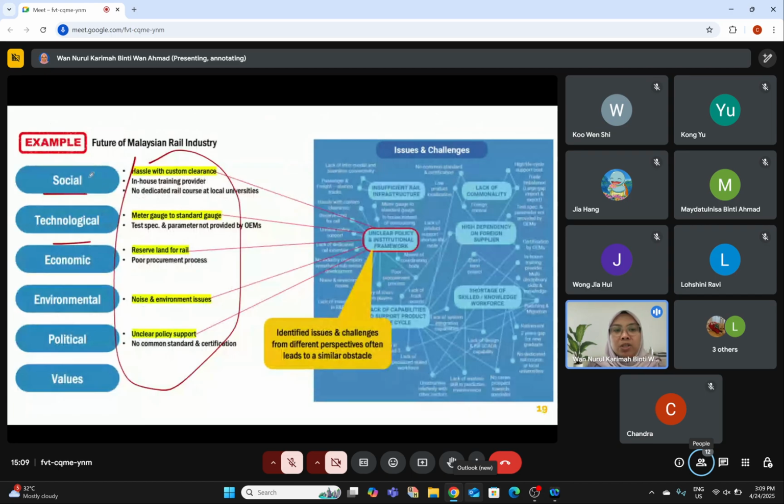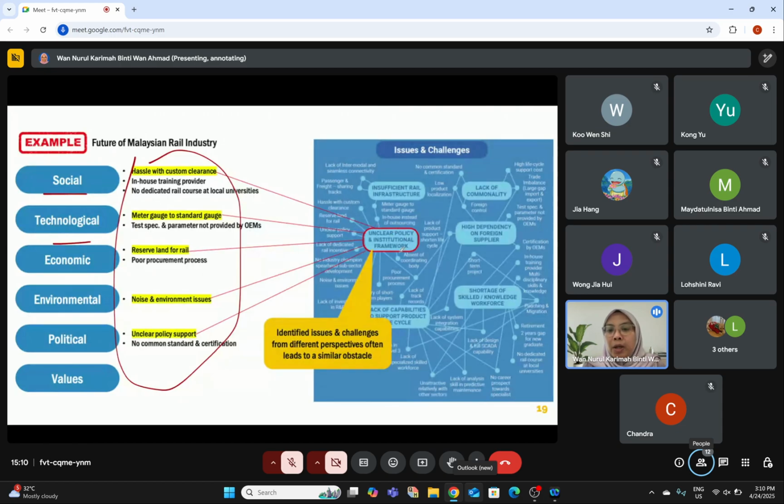And we try to see the interrelationship between all these key terms and how they will affect, how they will impact each other, and the degree to which they will impact the future adoption or implementation or development of a certain technology. So if you can see from this example here, this is to identify issues and challenges from different perspectives.